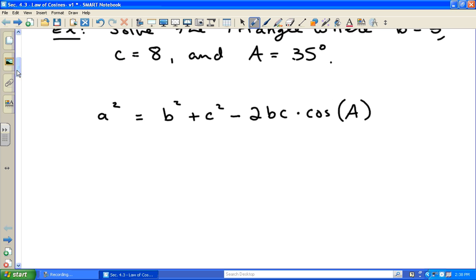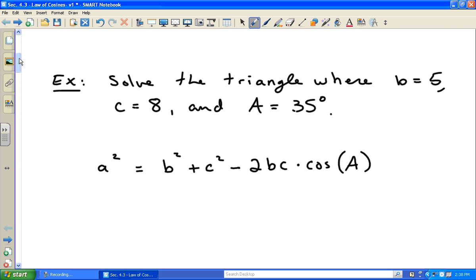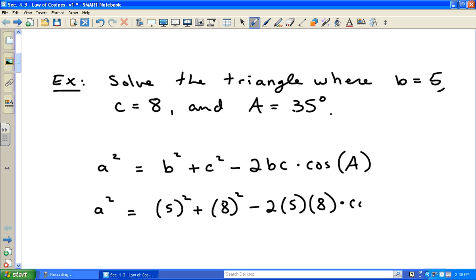Okay, from here, we can plug in what we know. We do not know what a is. That's what we're trying to find. We know side b, so that would be 5 squared, plus we know side c is 8, so that's 8 squared, and then minus 2 times 5 times 8 times the cosine of A, which is 35 degrees.